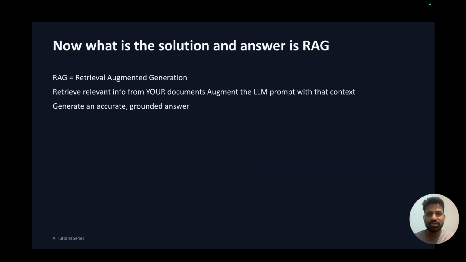Now what is the solution? The answer is RAG. RAG stands for Retrieval-Augmented Generation. Retrieval means getting the relevant context or data from the whole big document. Augmented means the retrieved data is attached to the user prompt. And generation is giving this user prompt plus retrieved data to the LLM and getting the response.